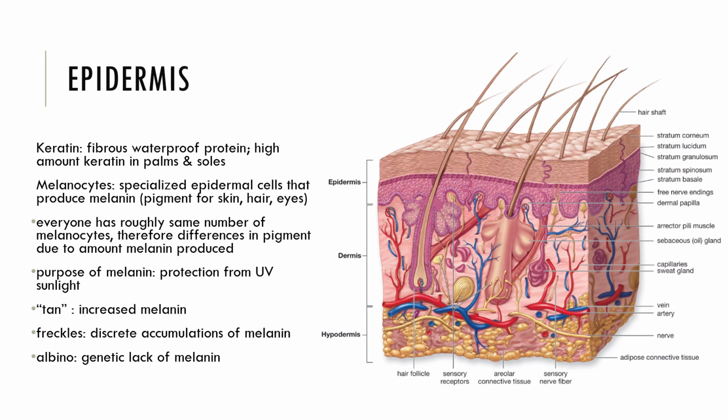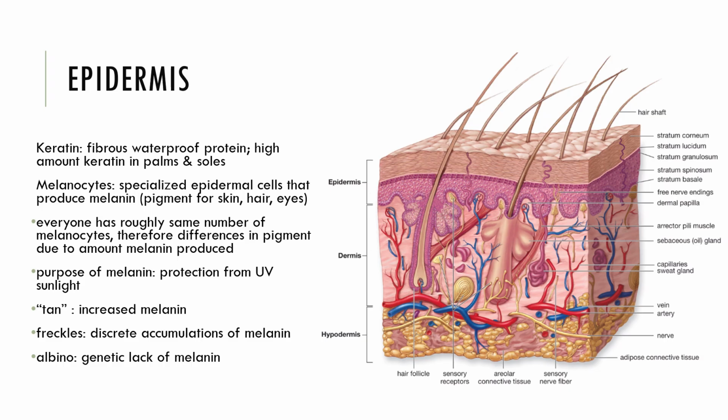The epidermis also contains keratinocytes. Keratinocytes produce a protein called keratin, and this functions to waterproof the skin. Also in the epidermis are melanocytes. These produce melanin. Melanin is for pigmentation and UV protection.